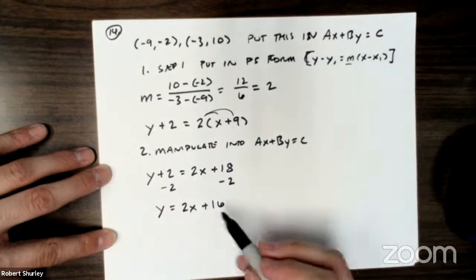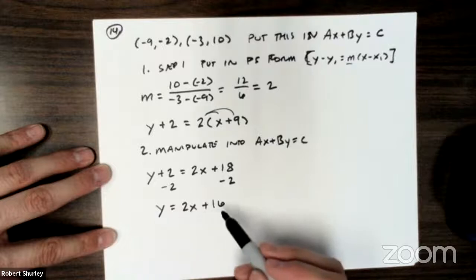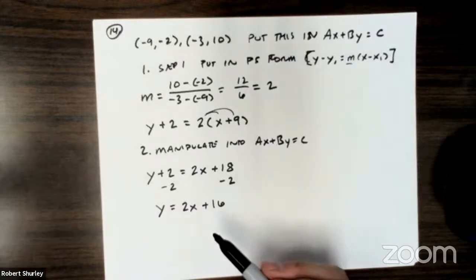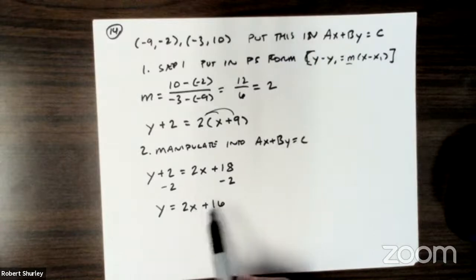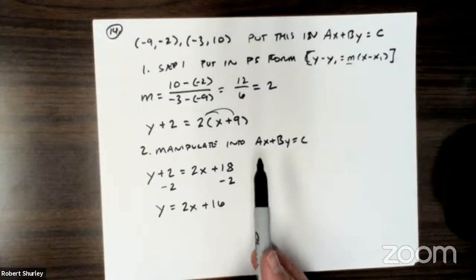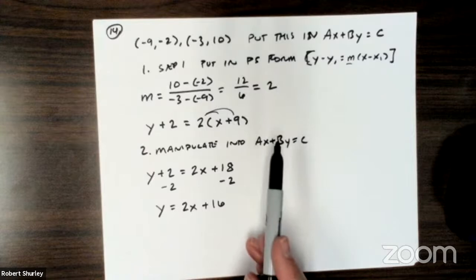Hey, you know what? If it asked for slope-intercept form, I'd be done here. Isn't that kind of neat? But it didn't ask for slope-intercept form. Remember, this is y equals mx plus b. That's what we talked about yesterday. But it actually asked for standard form.